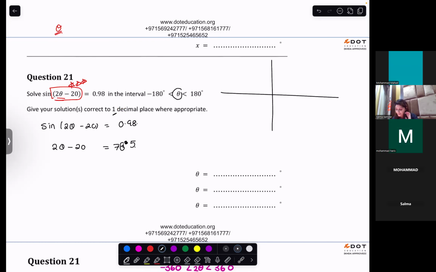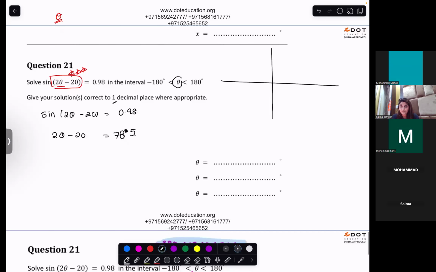Okay, fine. So tell me, where will my 79 go? It will go in the first quadrant. So I am going to put my 79 in the first quadrant. And the second. It's a positive value, so I'm putting my 79 in the second quadrant. So the value that I'm getting for 2 theta minus 20 is equal to 79.